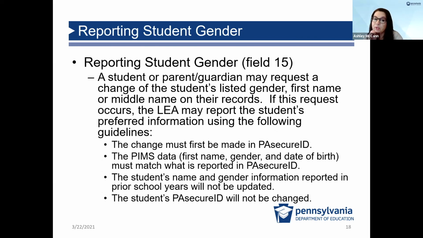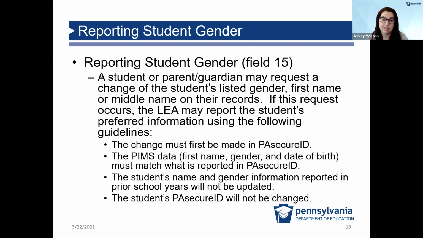And then, so reporting student gender, this is in the PIMS manual, I believe. It's in the October student how-to guide. A student or a parent may request a change for a student's listed gender, first name or middle name on their records. If this occurs, the LEA may report the student's preferred information, but first the change has to be made in PA Secure ID, because you cannot upload to PIMS with different data in those data fields because it looks back to PA Secure ID and it will throw errors and we won't let that pass.